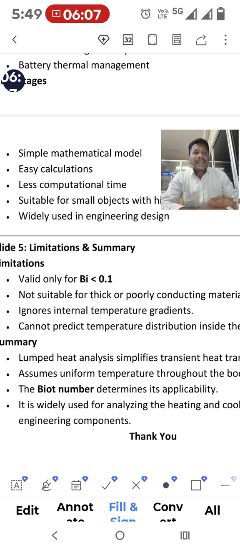We can summarize the above points. Lumped heat analysis simplifies transient heat transfer, assumes uniform temperature throughout the body, and the Biot number determines its applicability. It is widely used for analyzing the heating and cooling of small engineering components.